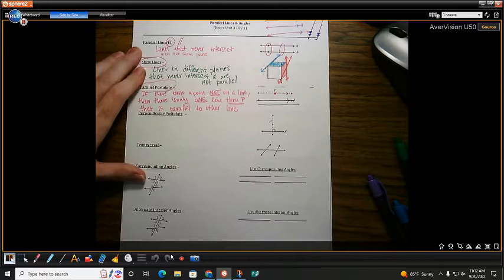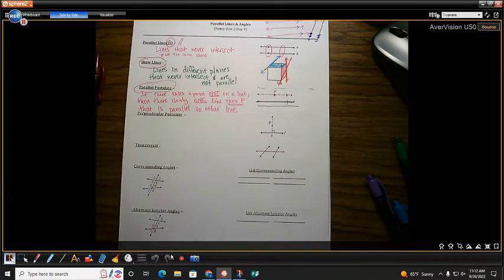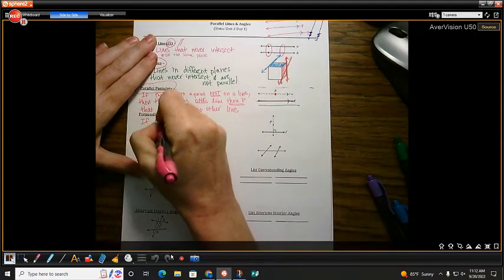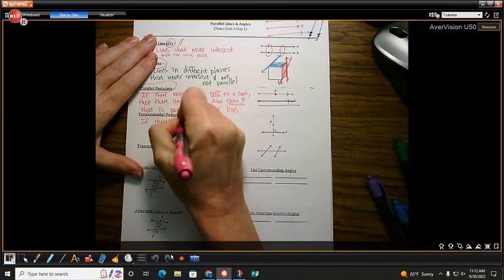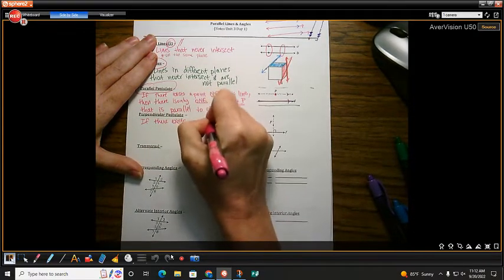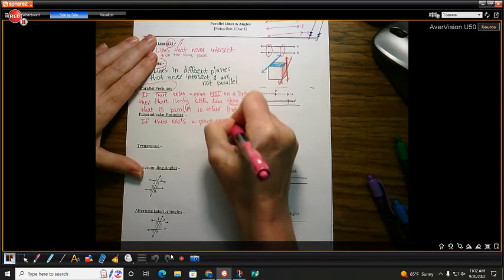I wonder if it has anything to do with the parallel postulate. Can I give it a go? Okay, so Ceci has her hand up. What do you think? If there exists a point not on a line. Okay, hold on. So if there exists a point not on a line.